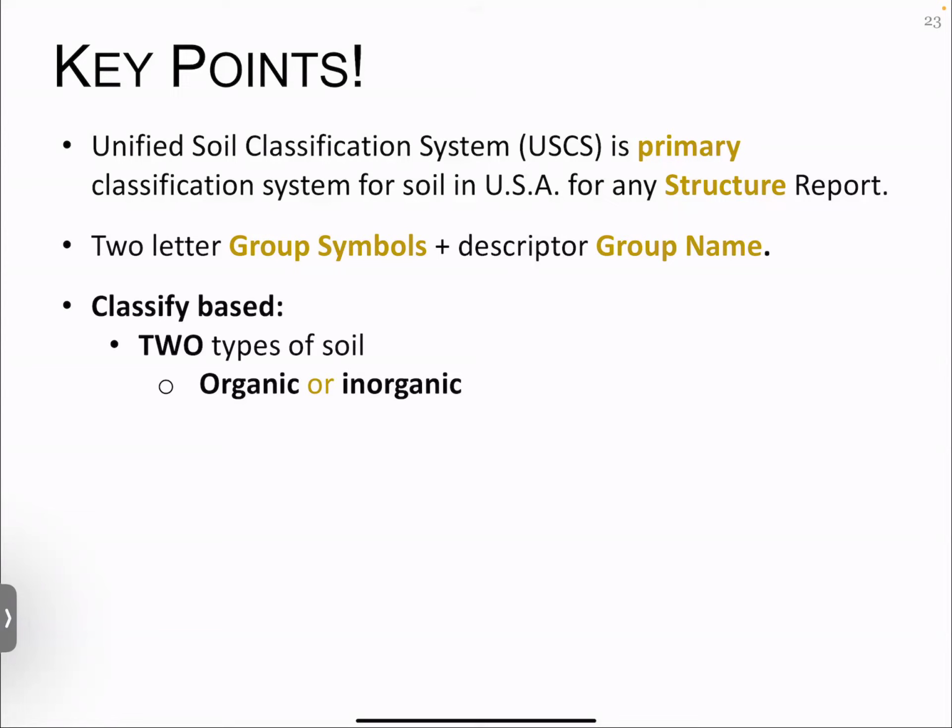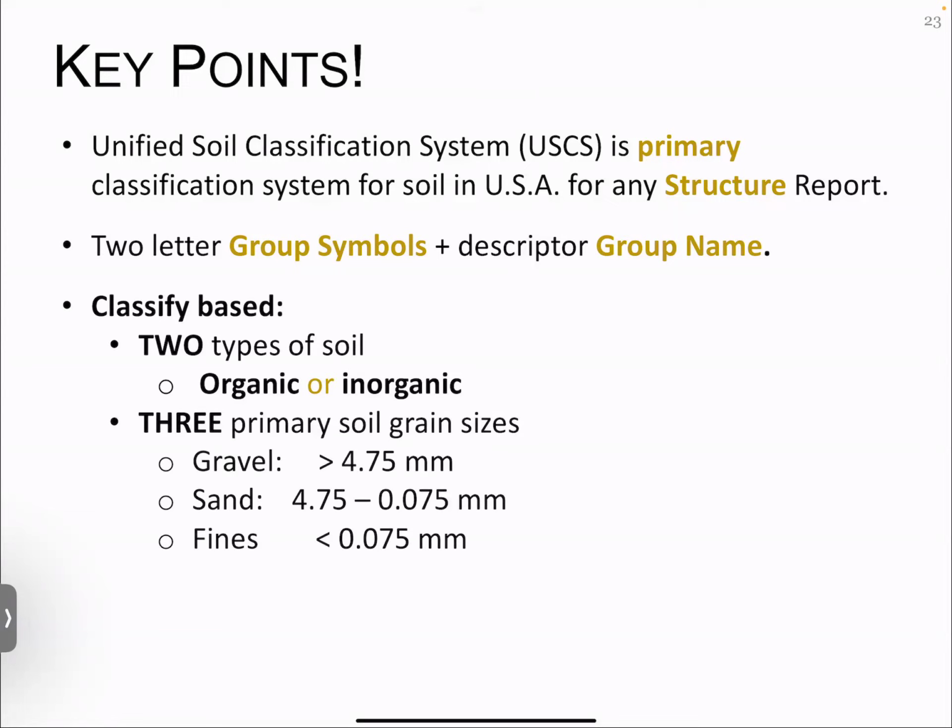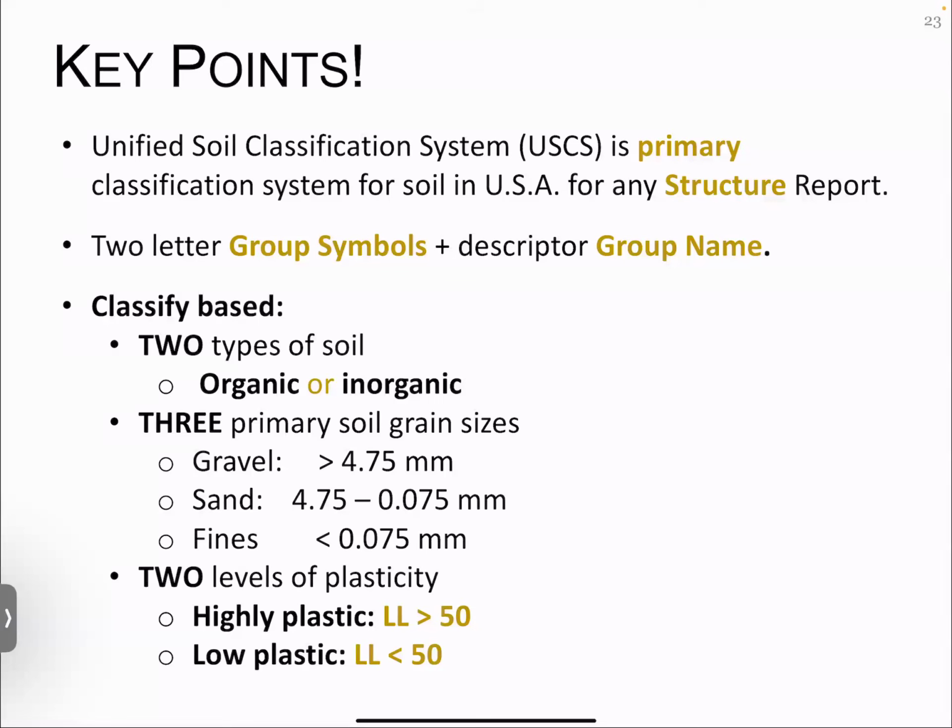So you look at organic and inorganic, and then the inorganics would be caring about the three primary soil grain types, and then the two levels of plasticity, high and low plasticity. And I wanted to highlight these because these are some of the differences when we start looking at AASHTO. The AASHTO method is used for roadway in respect to the ability for the soil to be used as a roadway subgrade or a base layer. So some of these numbers are changed around a little bit.